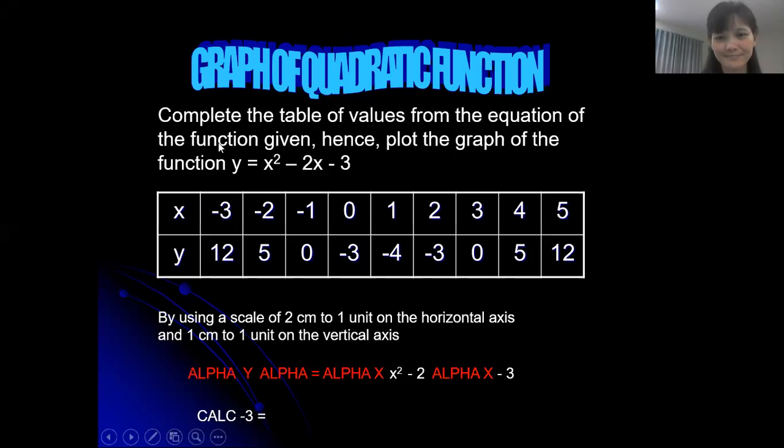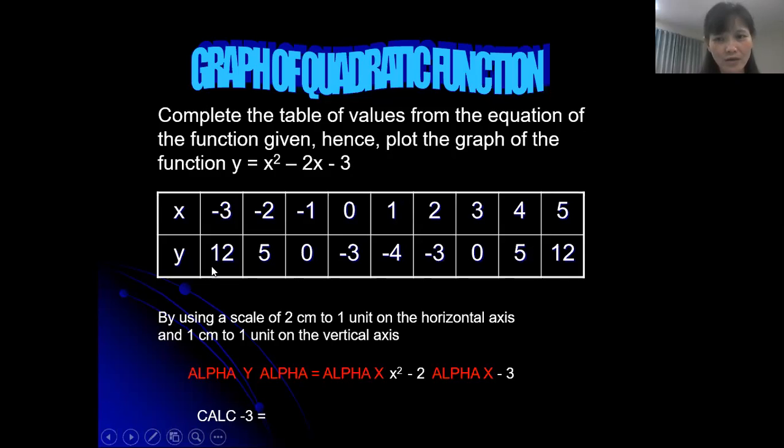Okay, now, given the table here, we want to find out the value of y. Hence, plot the graph of the function y equals x squared minus 2x minus 3. Firstly, we need to calculate the value of y in the table here. Basically, in SPM, you need to find two of the values of y that are given in the table. But now we learn how to calculate each of the values of y here.